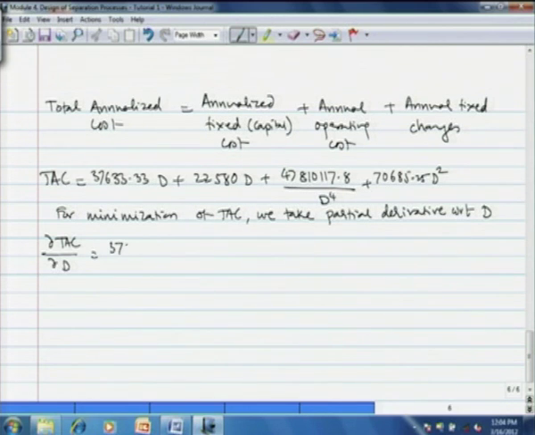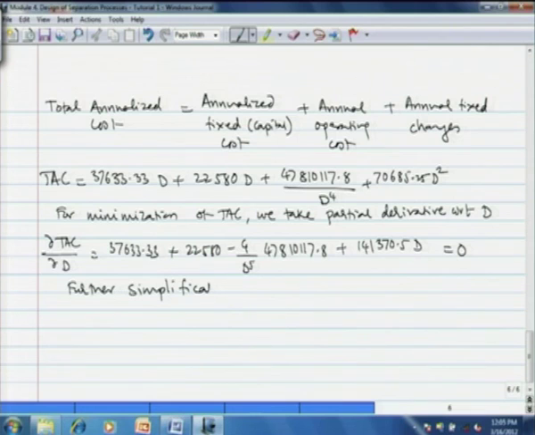Okay. So, this turns out to be 37633.3 plus 22580 minus 4 by D raised to 5 into 47,810,117.8 plus 141,370.5 into D, and this we have to equate to 0. Then further simplification gives 60213 D raised to 5 minus 191,240,472 plus 141,370.5 D to the power 6, that is equal to 0. Now, we have basically a polynomial in terms of D, we have to find out its roots.